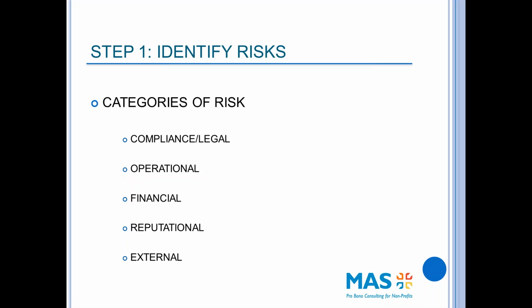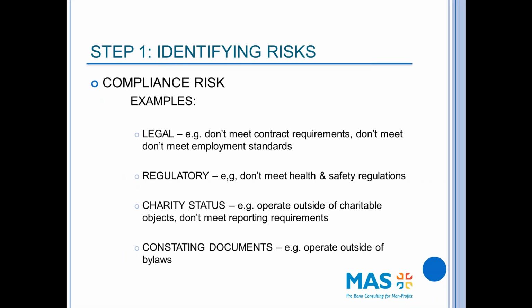So they're buckets to help you start to identify risk. If we first look at compliance risk, there's really two types of compliance risk. The first risk is that you don't do something that you are required to do. An example of that would be that you don't file your charitable return. So you have a risk that you don't file the returns that you need to file, and that's a compliance risk. The other kind of compliance risk is that you do something that you are prohibited from doing.